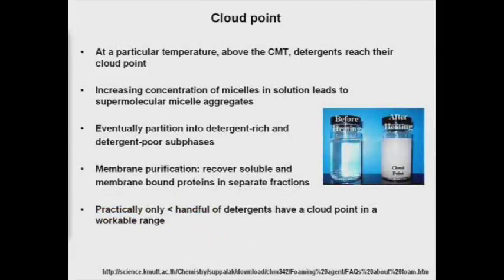Yes? Can you rationalize this in any way? How does the HLB relate to stabilizing function? So it broadly correlates with the relative solubility of the detergent.